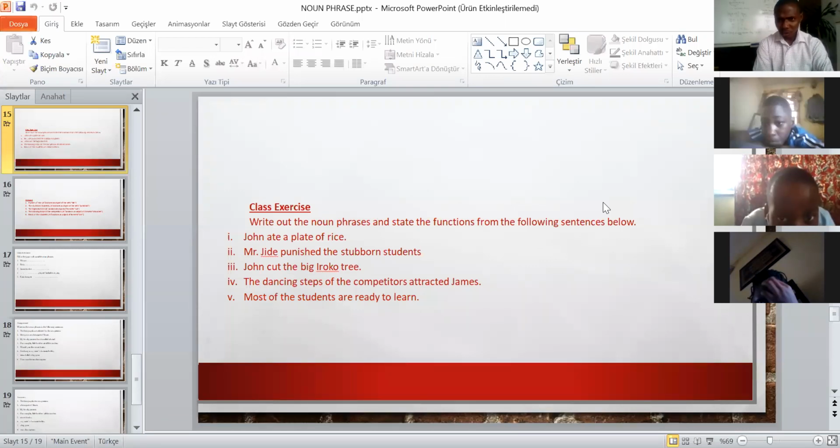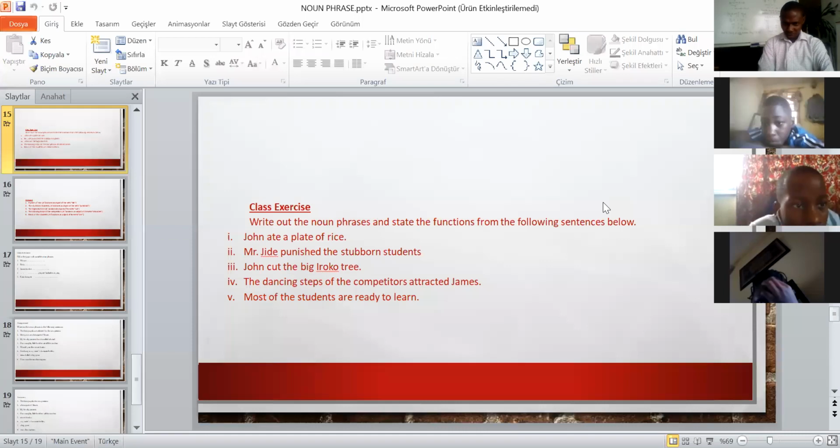The big Iroko tree. The big Iroko tree. The big Iroko tree, correct. The big Iroko tree. Functioning as object of the, functioning as object of the, Arolu has given us the answer.